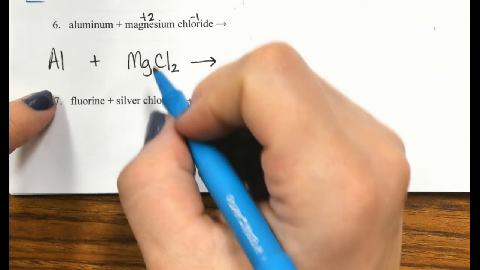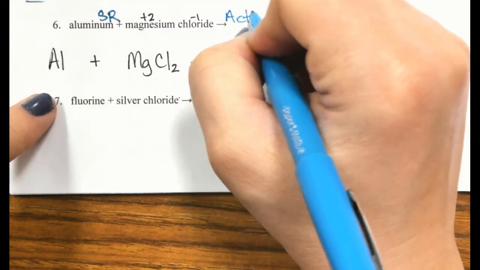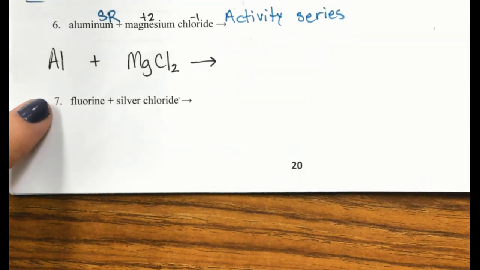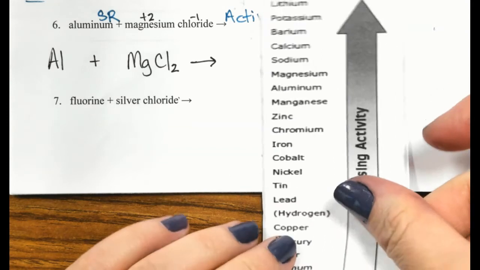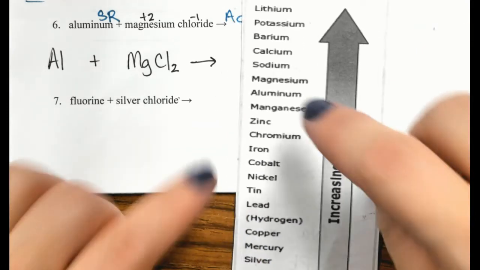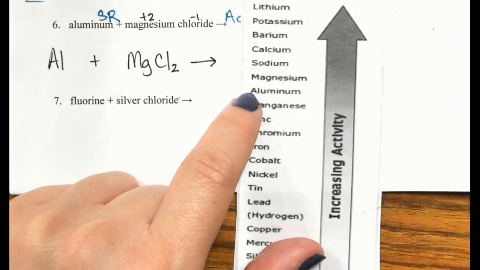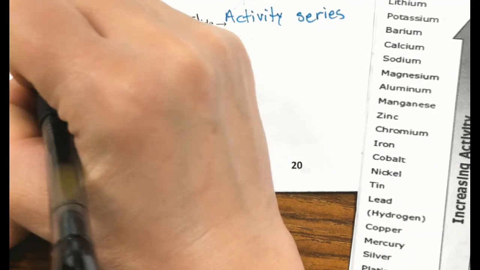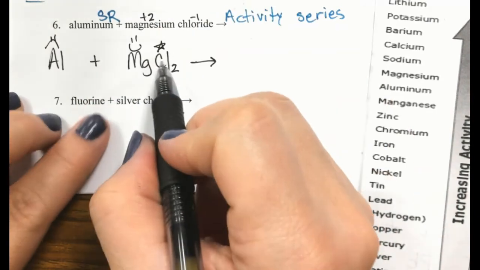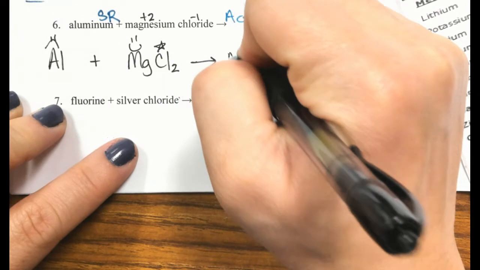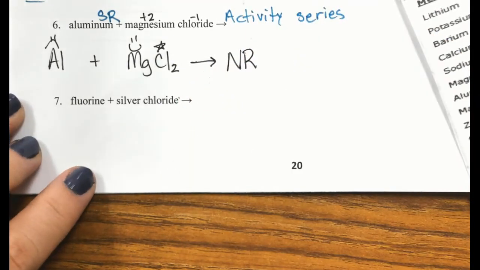Single element plus compound is going to make this a single replacement, which means we have to use the activity series to determine is this reaction going to happen. So in my activity series, I need aluminum versus magnesium, and they are here and here. So magnesium gets the smile and aluminum gets the frown. Chloride is the star. Chloride wants to be with the magnesium, so this is no reaction.